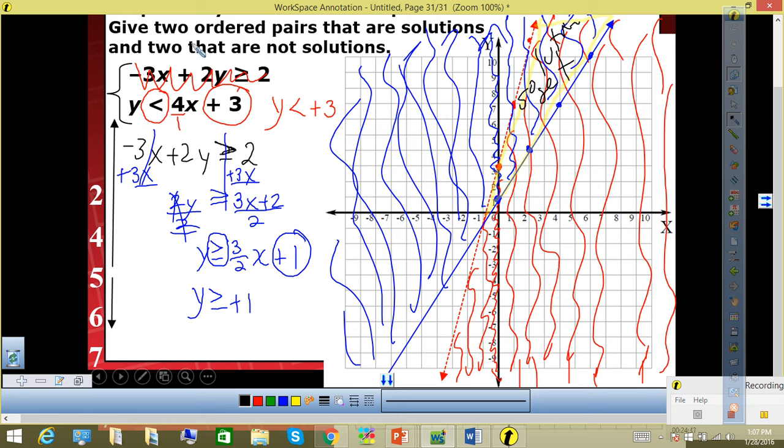So with that said, it said, give two ordered pairs that are solutions. So who can give me one ordered pair that is a solution? Go ahead, Dylan. Oh, 4, 11. Is that inside the solution set? Yes. Plot your point. Plot your point and write your coordinate. 4, 11, and write solution.